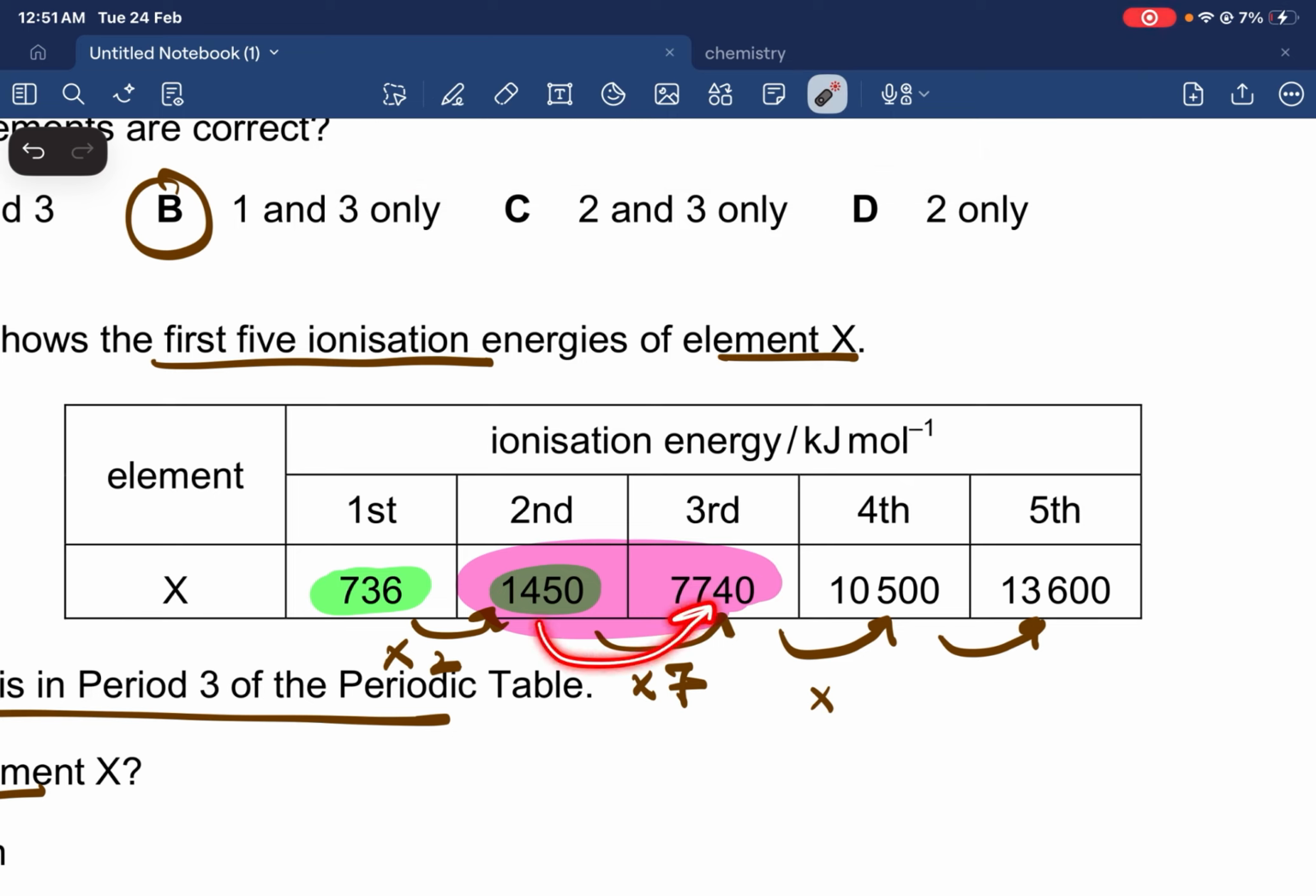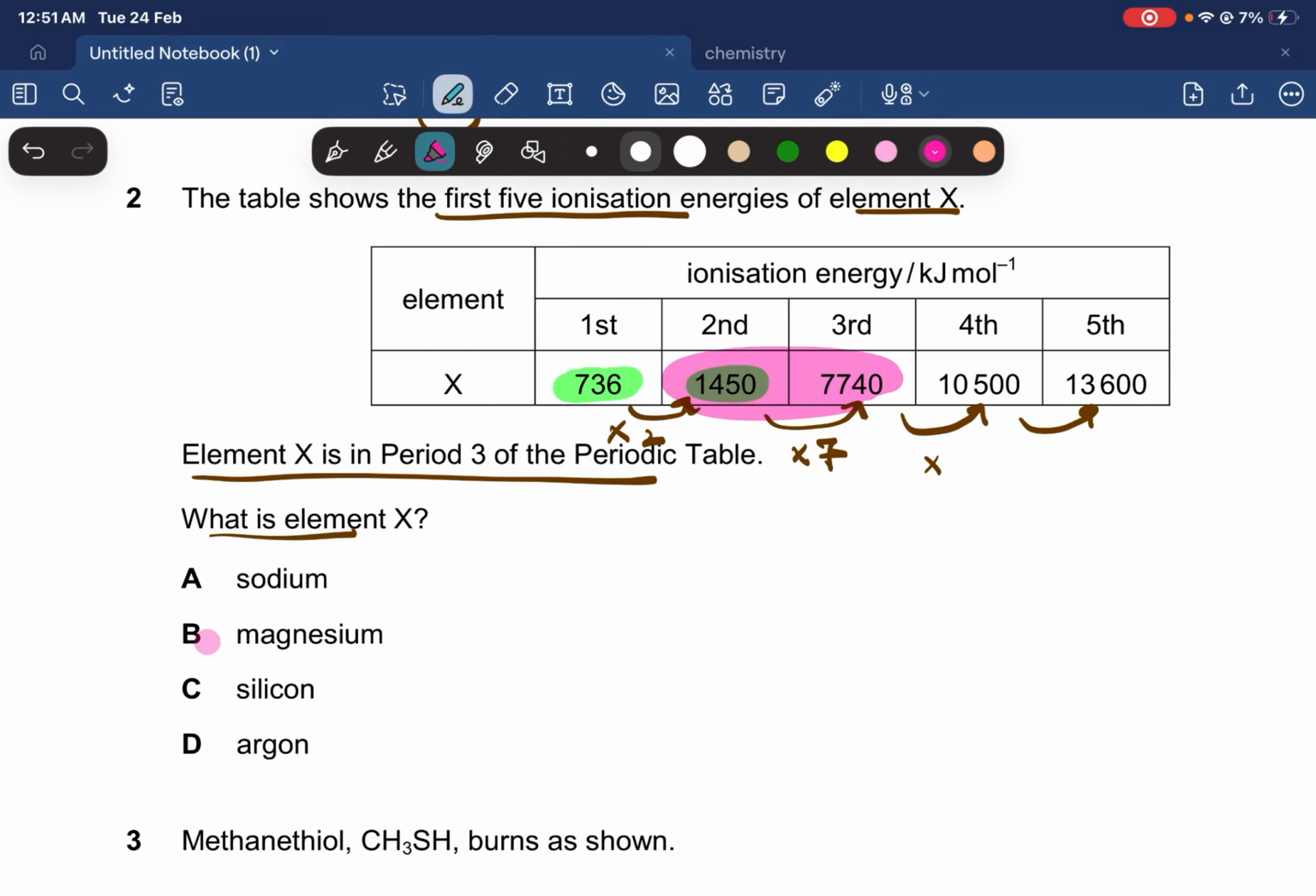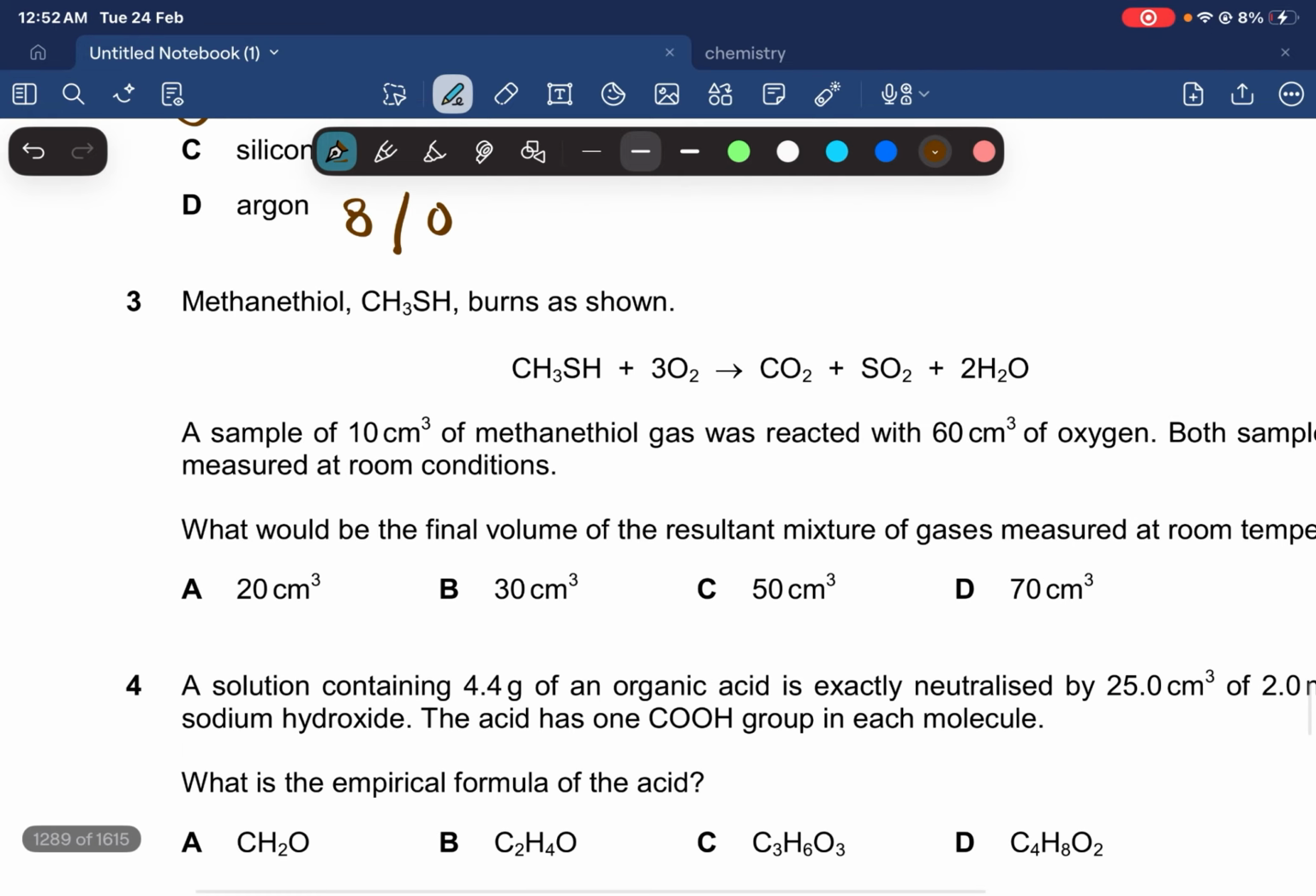That's the biggest jump. Because this is the big jump, that means the third electron is being removed from an inner shell. That means the valence shell has 2 electrons. That means it's in group number 2, because the last shell has 2 electrons. Hence, the correct answer is going to be any element in group 2. Sodium is in group 1, magnesium in group 2, silicon in group 4, argon in group 8, or group 0. So it's going to be magnesium, because the highest jump is between the second and third ionization energies.